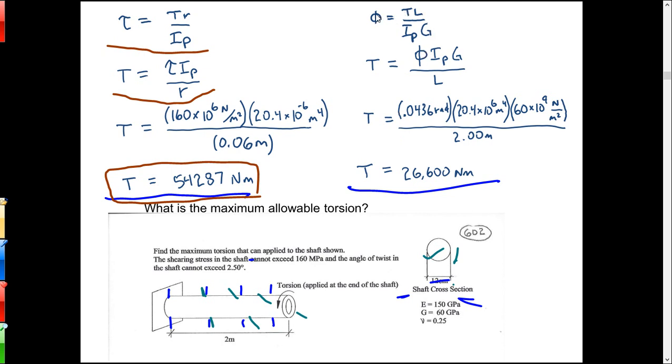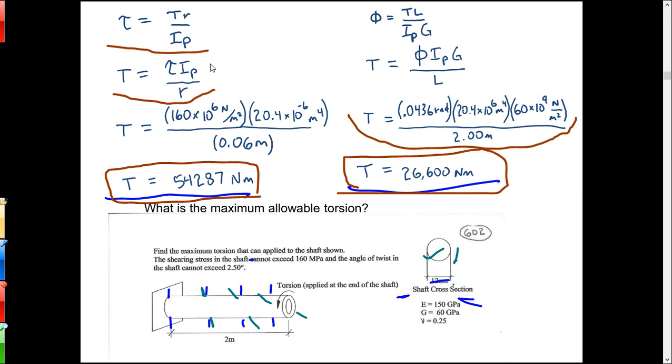We also have the angle of twist, which is TL over IG. So back-solve that for the torsion. It's the angle phi in radians times I times G over L. Remember, the angle has to be in radians. Plug in the values: 0.0436 radians times 20.4 times 10 to the minus 6 meters to the 4, times 60 times 10 to the 9 newtons per meter squared, divided by the 2 meter length. That gets us a torsion of 26,600 newton meters.